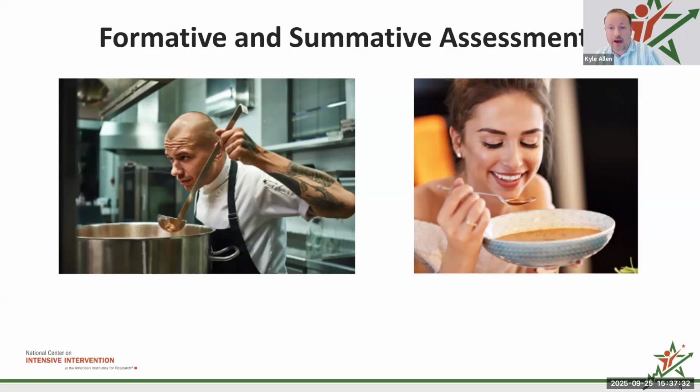Whereas summative is after the fact, right? So once the soup actually makes it to those who are visiting the restaurant, our customers, right? That's more of a summative assessment, right? And so they're going to determine if we hit the mark or not. So formative being kind of throughout, summative being after, if that makes sense.